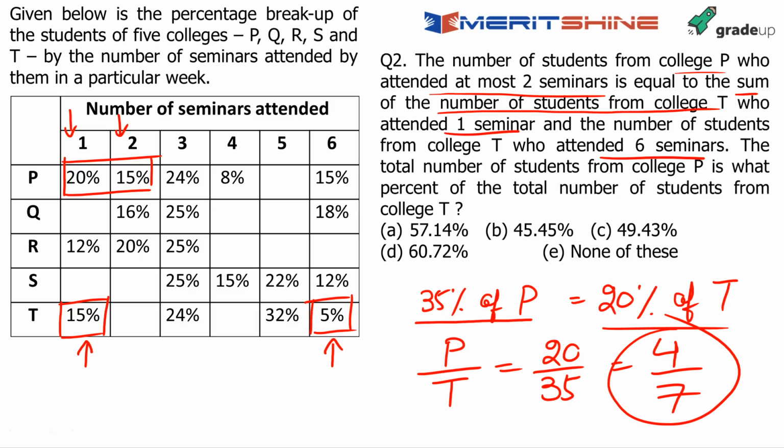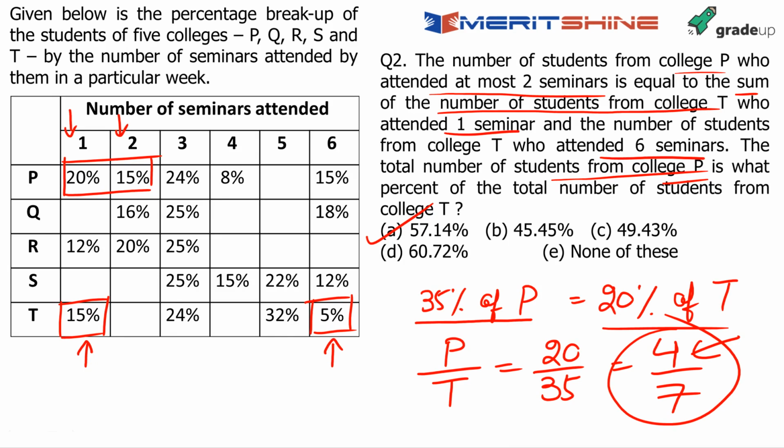Now what is it asking? The total number of students from college P is what percent of the total number of students from college T? What percent of 4 by 7 is this? You should remember this reciprocal directly. 1 by 7 is about 14%. So the only possible value is this 57. In fact, this is an exact value. 57.14 is 4 by 7. So if you remember this value, you get this straight away in not more than 10-15 seconds. So that's the correct answer for you.